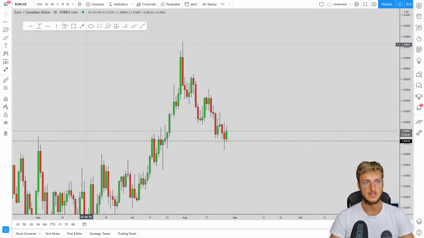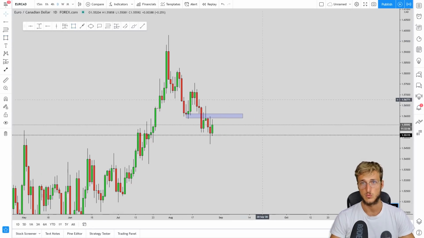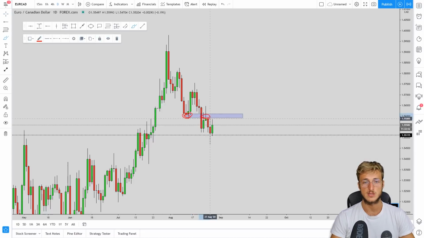Now on the daily, we can see that currently the structure of the market is still bearish. Why? Because we have previous daily support here, which is now turned resistance at this area, which was one of the reasons for which we wanted to see this move to the downside, as you remember from our previous analysis. And this resistance is still holding as daily resistance.